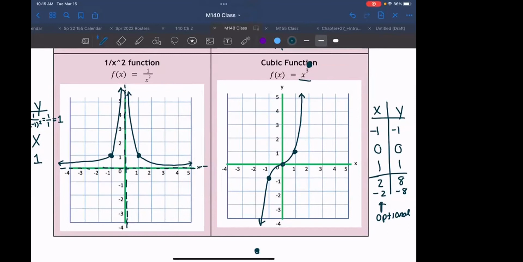Any questions on any of these functions? Okay, so for these functions, the important things to know are the asymptotes, if there are any, know the points, and know what the shape looks like.